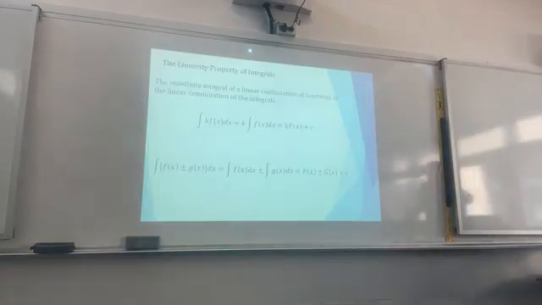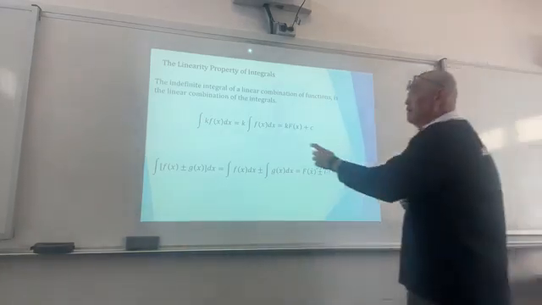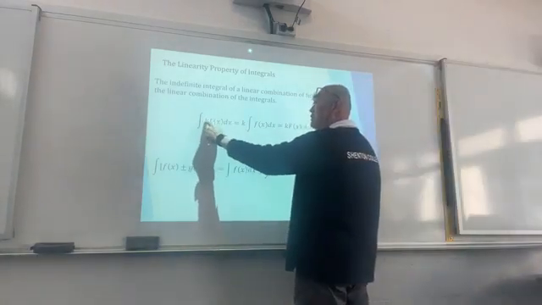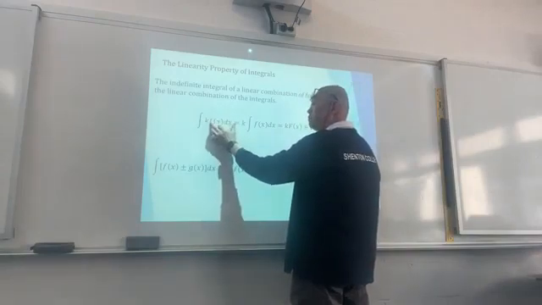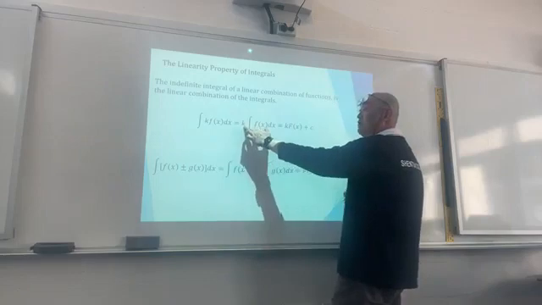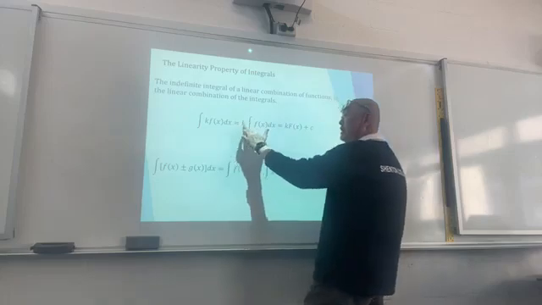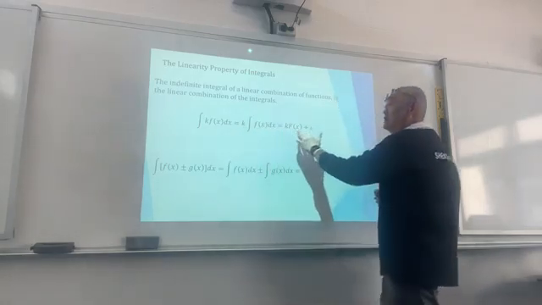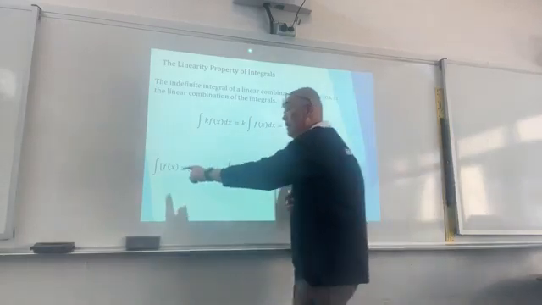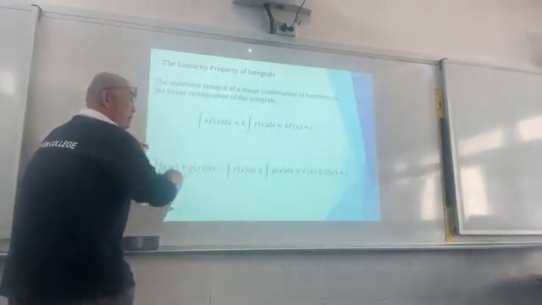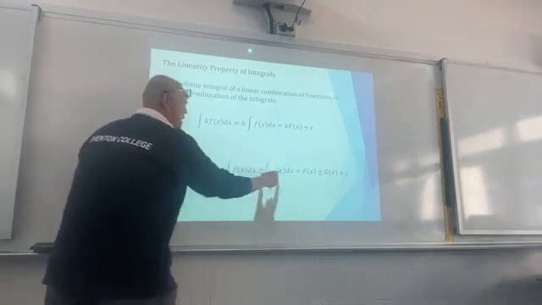Now let's move on. The linearity property of integrals: the indefinite integral of a linear combination of functions is the linear combination of the integrals. Also, if you've got a constant in front of the integral, you can take the constant out. So integrating k f(x) dx is actually k times the integral of f(x) dx. And if you've got both of them added together, you can integrate f(x) and then integrate g(x) separately.